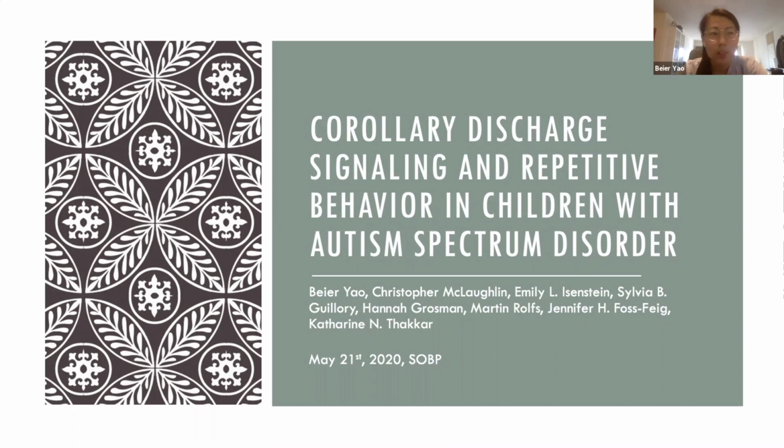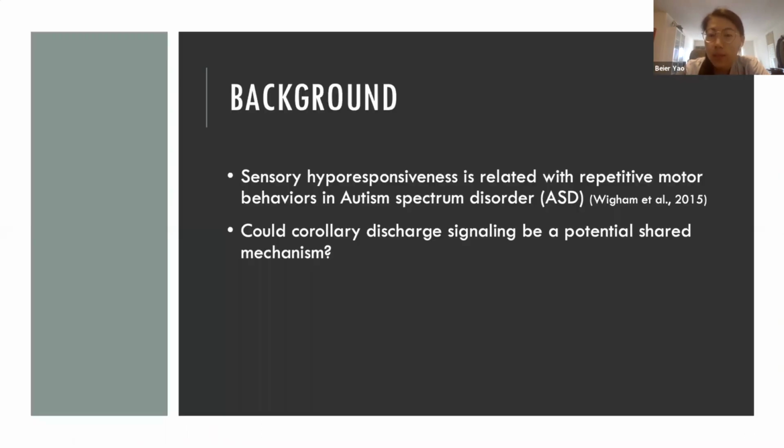Today, I'm going to talk about corollary discharge signaling and repetitive behavior in children with autism spectrum disorder. Previous studies have found that sensory hyporesponsiveness is related to repetitive motor behaviors. However, it is unclear what exactly causes these symptoms. This study aims to examine corollary discharge signaling as a potential underlying mechanism.